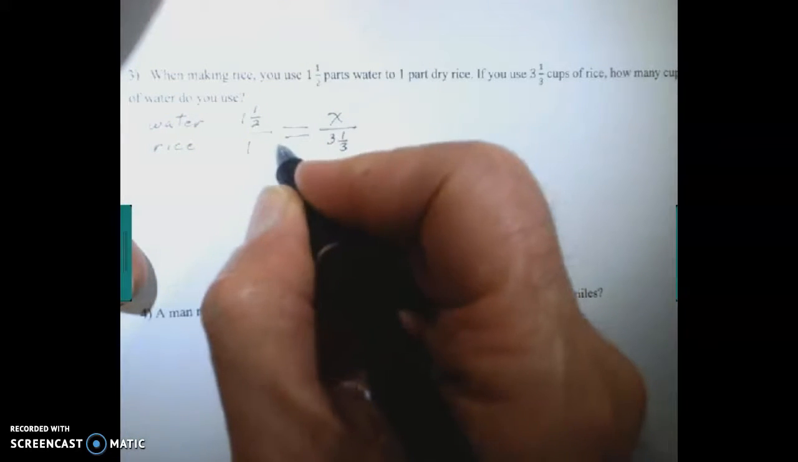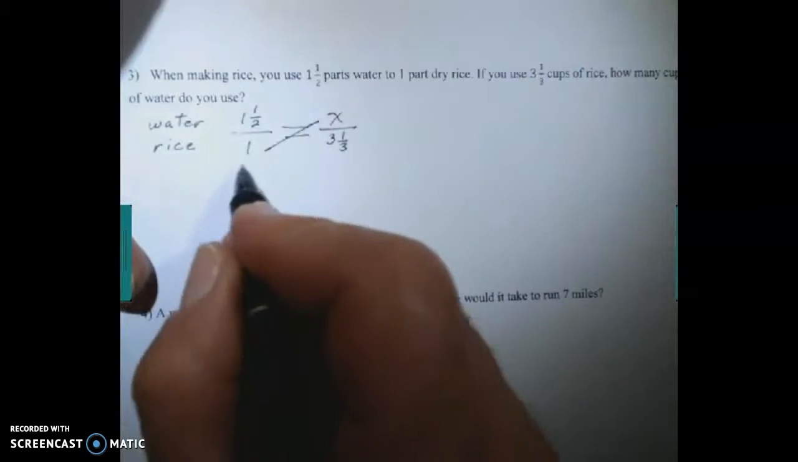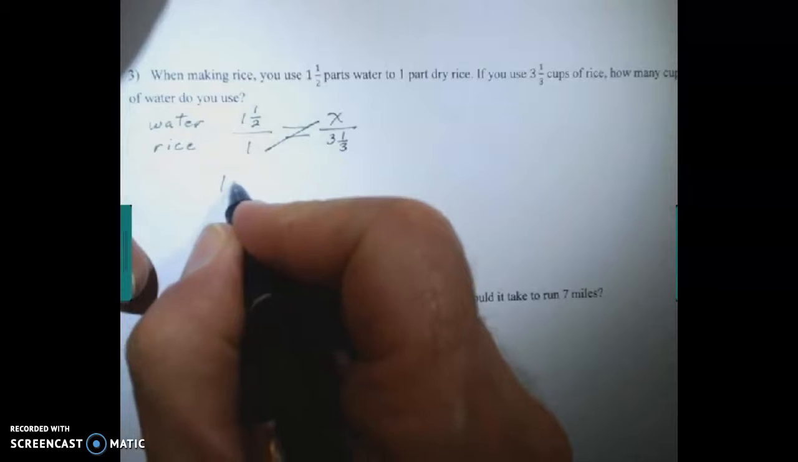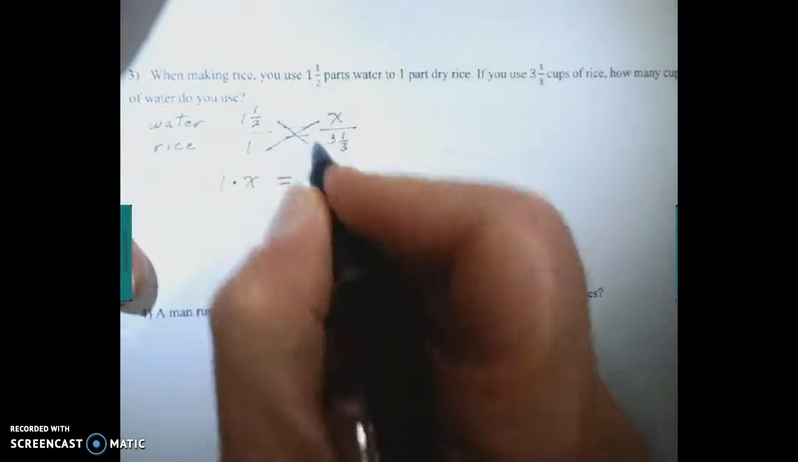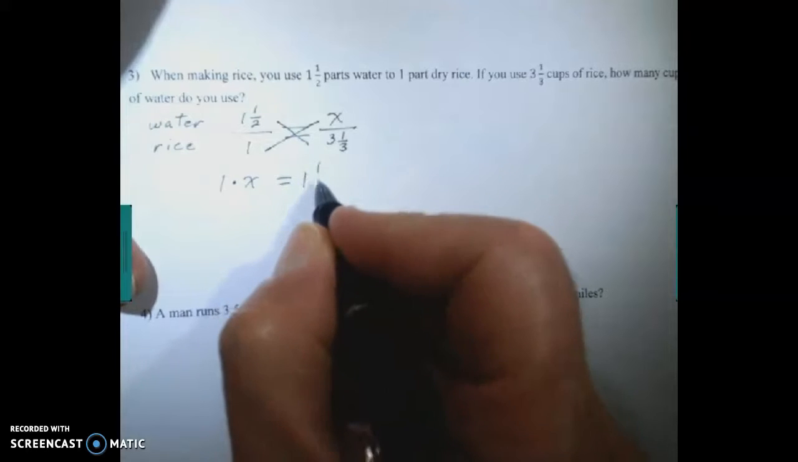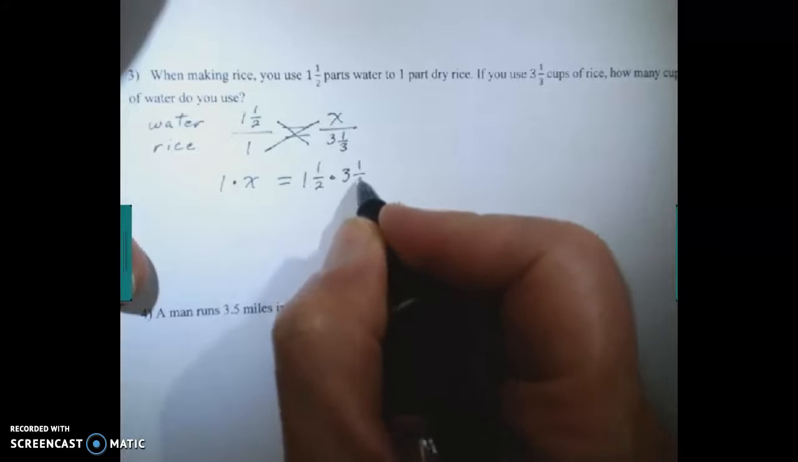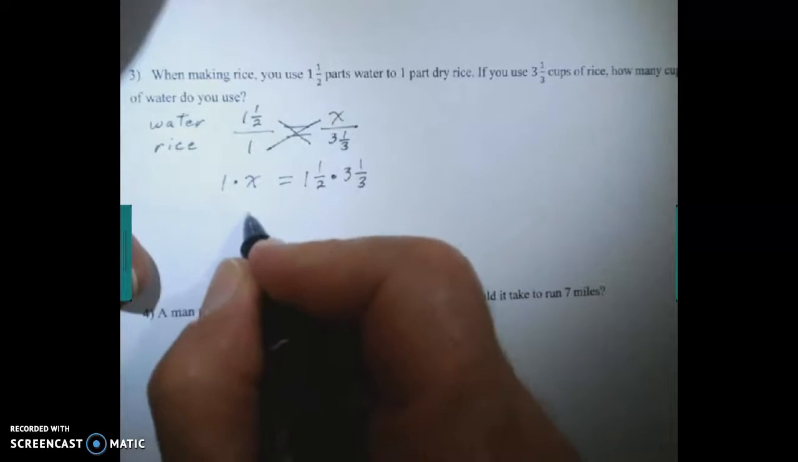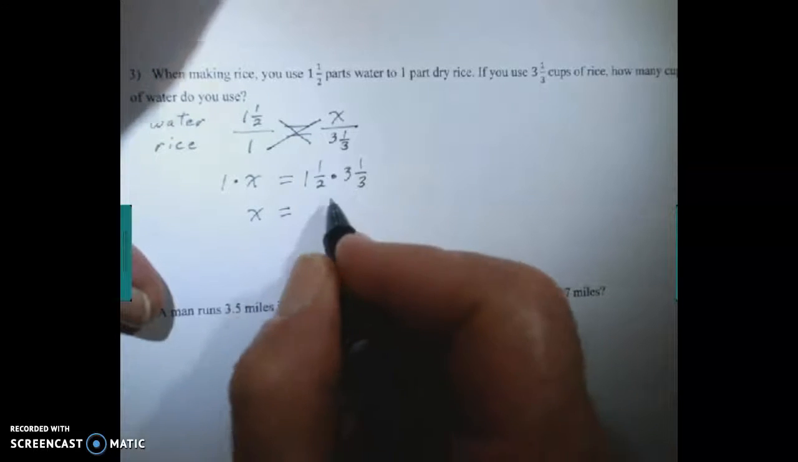I'm going to go ahead and do the cross multiplying, and the work actually comes out to be the same, because on this side, I've got 1 times X. On this side, I'm going to do 1 1/2 times 3 1/3. On this side, I get my X. 1 times X is just X.